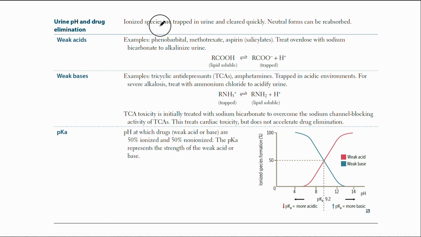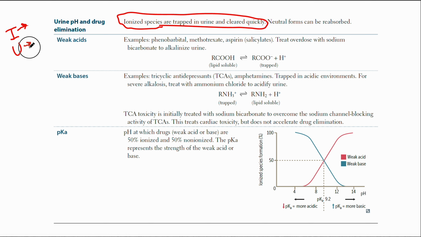So ionized species are trapped in urine and cleared quickly. So here is the concept. Any drug that is lipid soluble can either be ionized or unionized. In ionized cases, it is water soluble and excretion is faster. And in unionized cases, it is lipid soluble and the absorption is faster, right? So absorption of drug is faster in unionized form and excretion is faster in ionized form. So neutral forms can be reabsorbed.